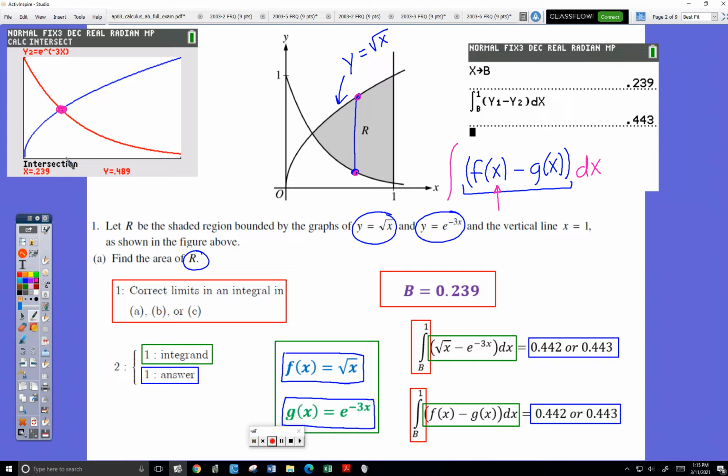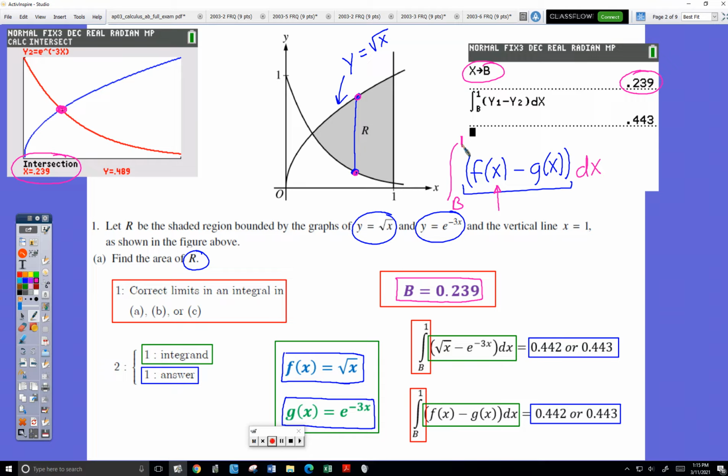So I use my calculator to find the intersection. And I also made sure that I stored that value in b, and that I told the grader where I had stored the value. So from b to 1, that will give me the correct answer.